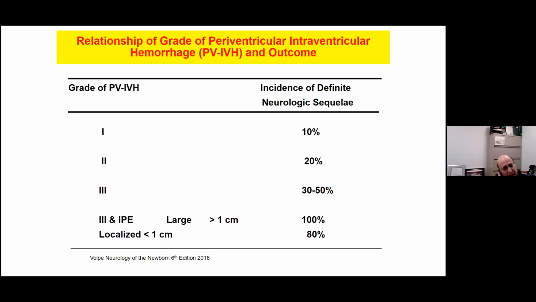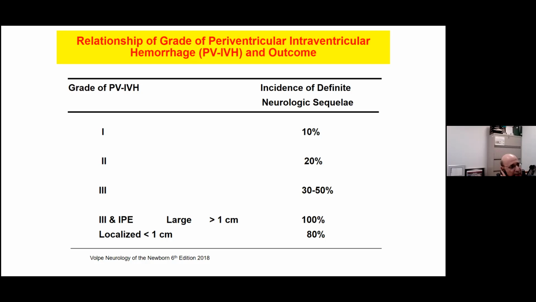And I've used a very simplistic term that I used in concert with my mentor, Joe Volpe. And these numbers may change a bit, but they are pretty much this. If you have a grade 1 hemorrhage, which is not intraventricular, excuse me, the incidence of definite neurologic sequelae is probably between 5 and 10%. If you have a grade 2, that goes up to about 20%.